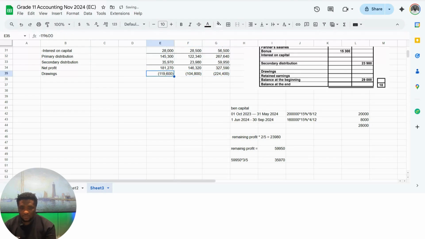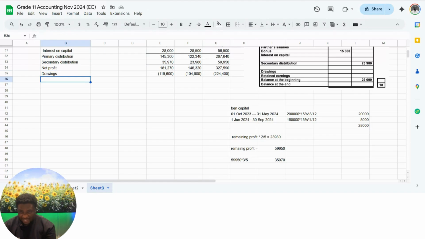And so our drawings in total work out to 224,400. Cool. And then after that, we would look at retained earnings, because basically what happened is we made this much, so each partner has this much share in the whole profit made, and then they basically retained some of this money. So what did we retain from this year's profit? The retained earnings from this year's profit is going to be 181,270 minus 119,600, and the same is going to apply for the next partner as well.